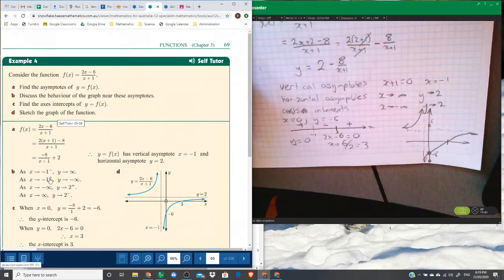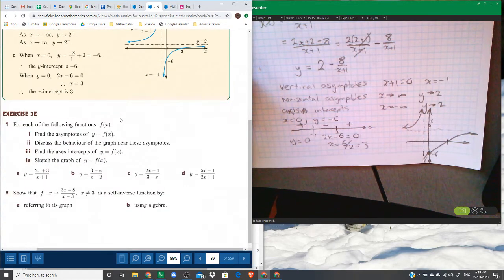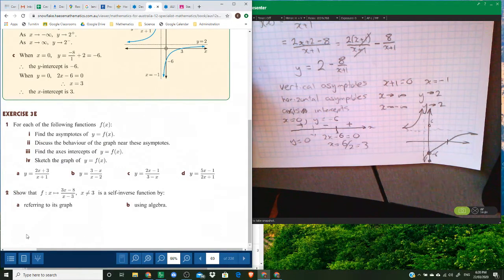I think they do a better job, but you got the general idea. That's how you go about doing these. You can also check on your calculator by doing the graphs, and I suggest you do that as well. So those are pretty easy enough. Let's move on.